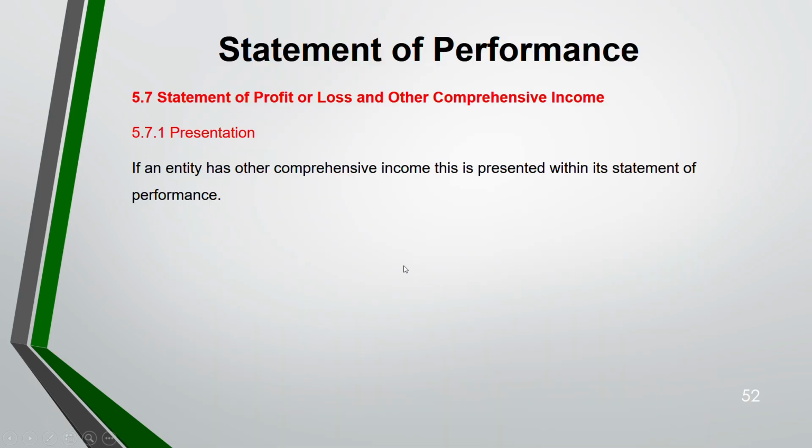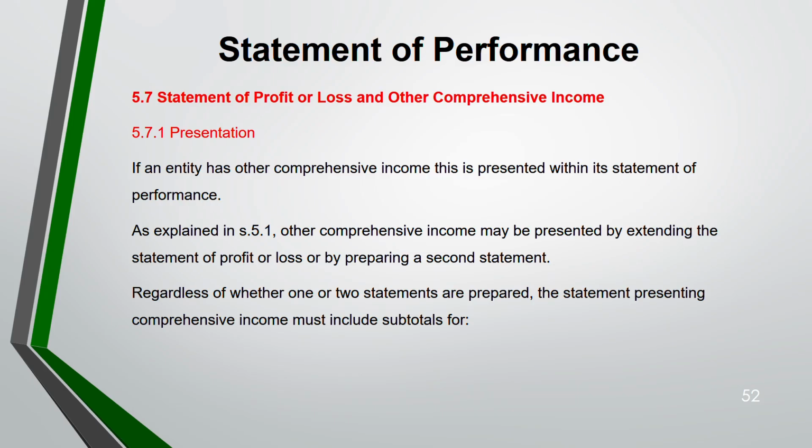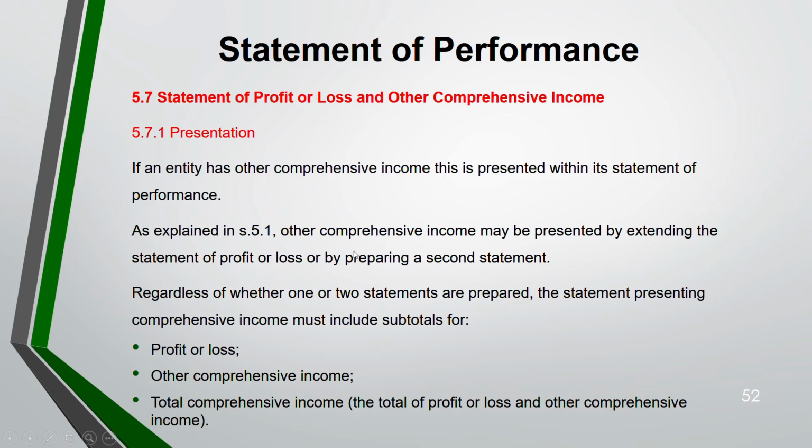Now, presentation. If an entity has other comprehensive income, it is presented within its statement of performance. As explained in section 5.1, other comprehensive income may be presented by extending the statement of profit and loss or by preparing a second statement. Regardless of whether you prepare one or two statements, the statement presenting comprehensive income has to include totals for profit or loss. Okay, it will include subtotals for profit or loss and other comprehensive income. And then once you add your profit and loss and other comprehensive income, you get your TCI, total comprehensive income.